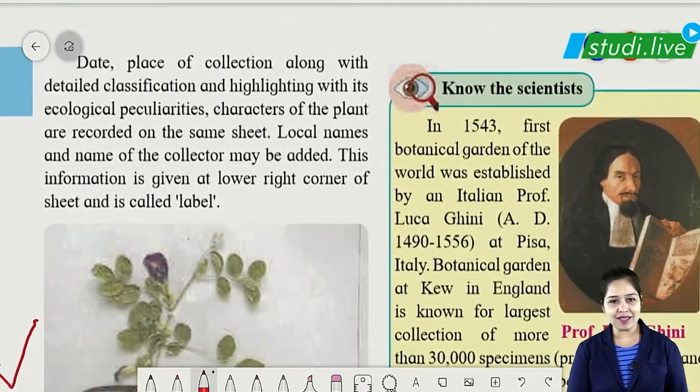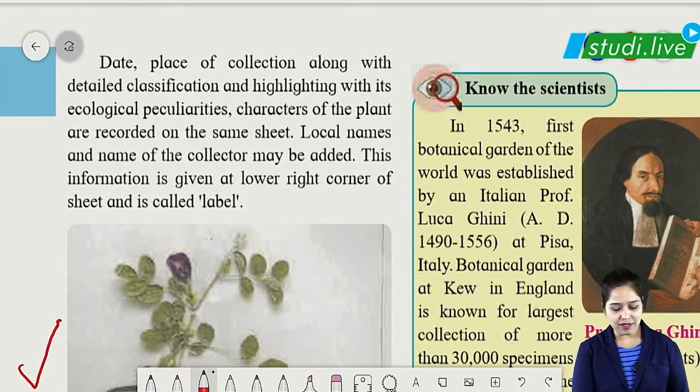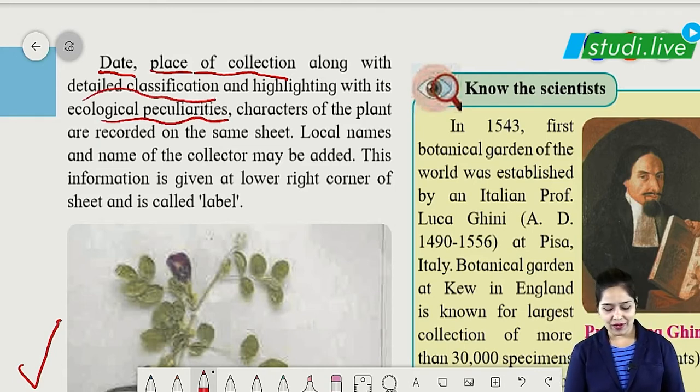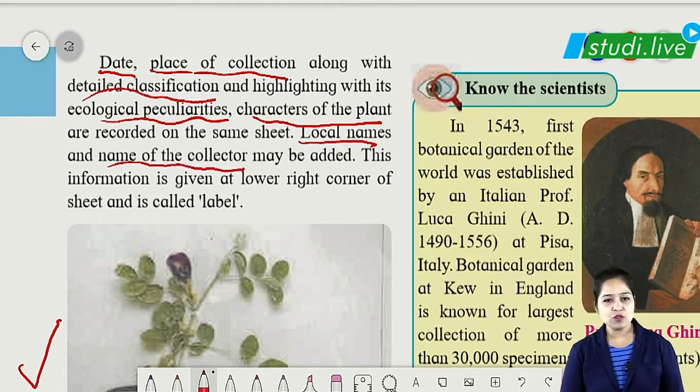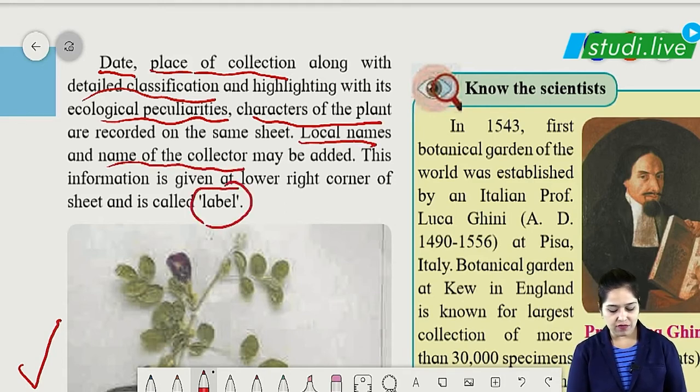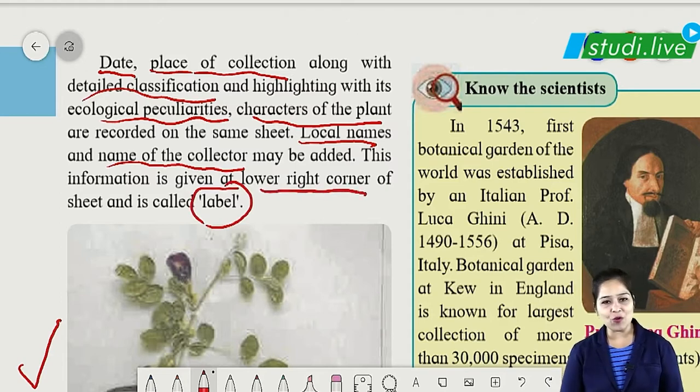In that label what is written is the date, the place of collection along with detailed classification, highlighting its ecological peculiarities and characters of the plant. So these all are written on the same sheet. The local names of the plant and the name of the collector may also be added. All this information is given on the lower right corner, and this is called the label.